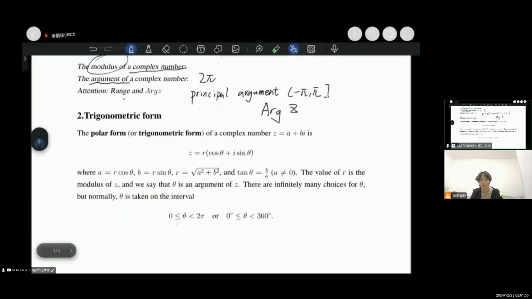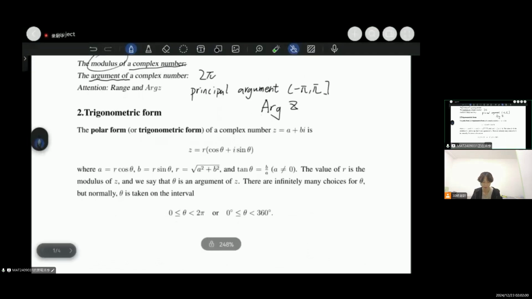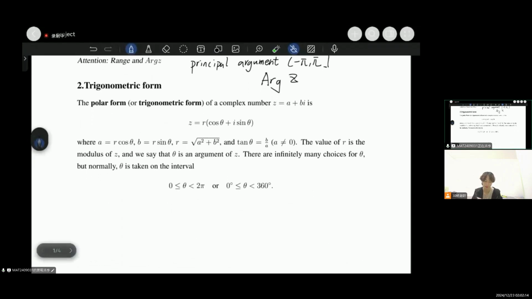And here's our main part. I will first introduce trigonometric form to you. And this is its definition. The polar form or trigonometric form of a complex number c equals to a plus bi is c equals to r multiplied by cosine theta plus i sine theta, where a equals to r cosine theta, b equals to r sine theta, and r is this value.